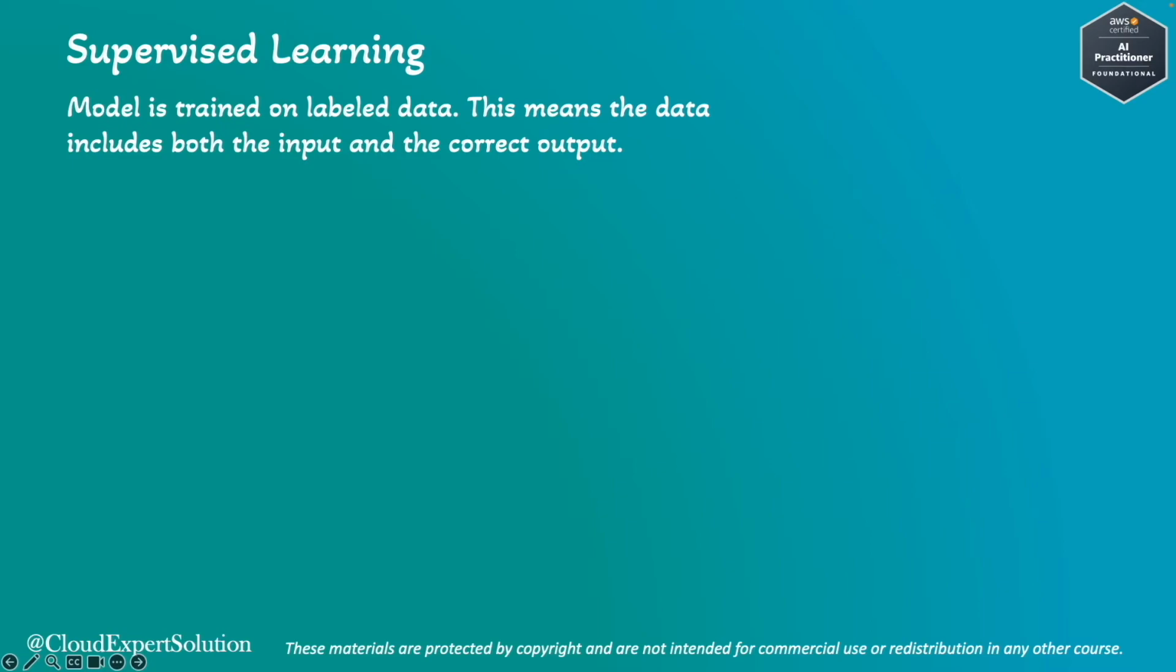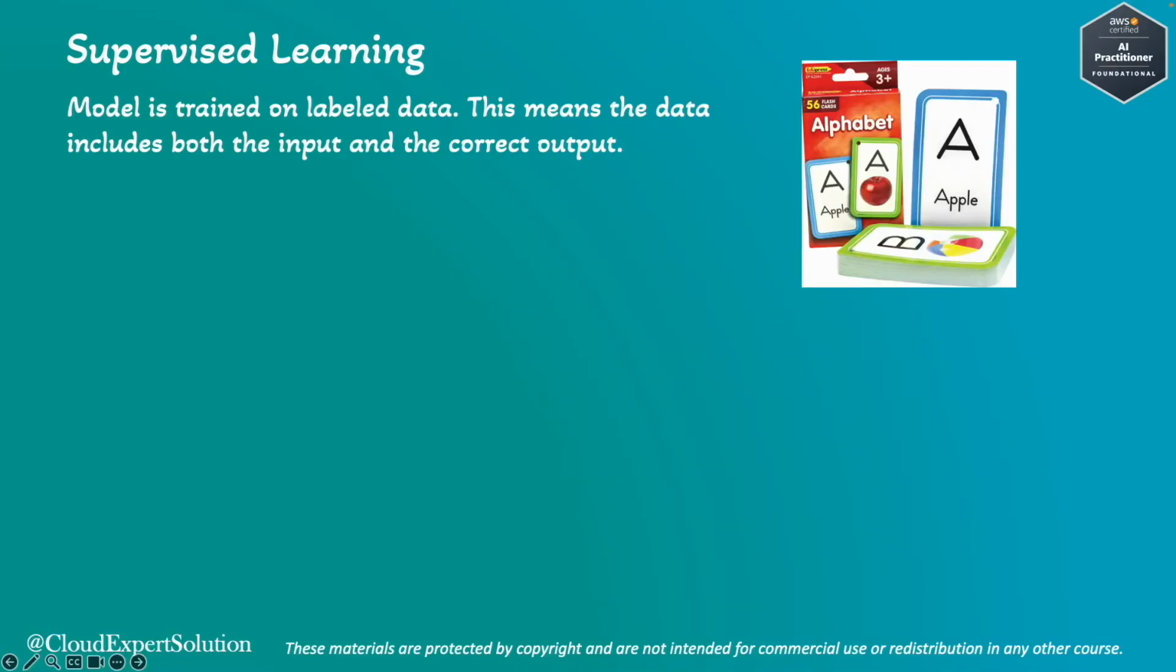Next, we'll review supervised learning. In supervised learning, the model is trained on labeled data. That means the data includes both the input and the correct output. If I explain with an example, this is just like teaching a child with flashcards. We first show the child a card with a picture of an apple and tell him or her that it's an apple. After showing many such labeled cards, the child learns to recognize which is an apple and which are other fruits. A similar analogy applies here.